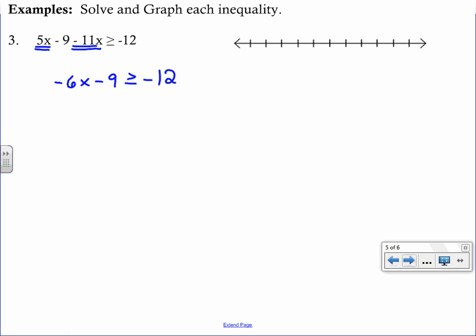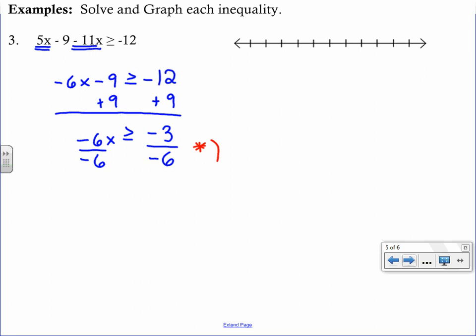So we've gotten it back to a two-step inequality. We're going to add 9 to both sides. Bring down the negative 6x, bring down the inequality symbol, and negative 12 plus 9 is negative 3. Here, we're going to divide both sides by negative 6. And I'm going to point out here, when we move to our next step, we are going to need to put into action our special rule. We're going to have to flip the inequality symbol because we divided by a negative 6.